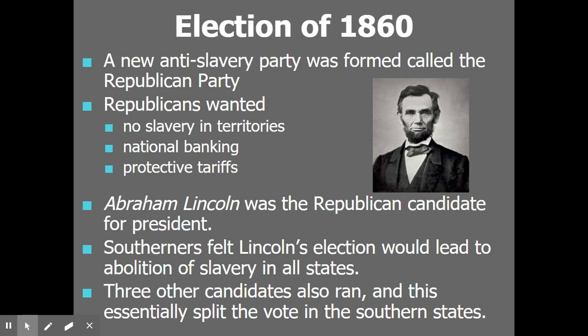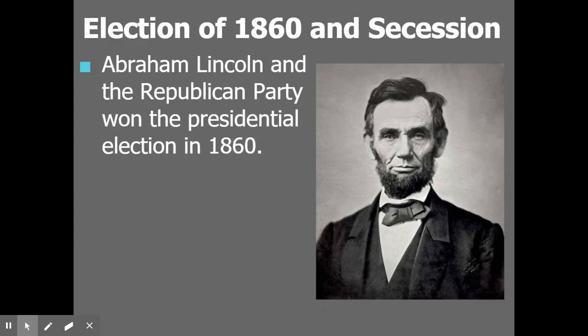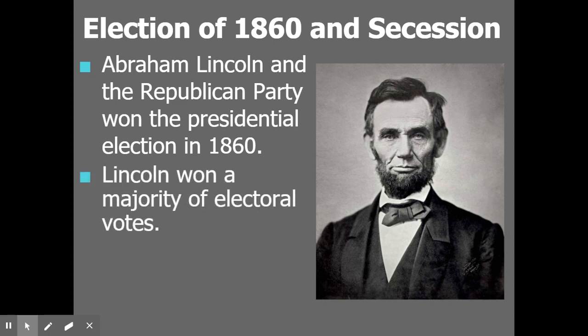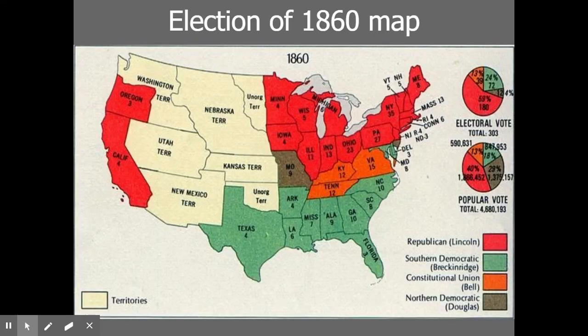That essentially splits the votes in the southern states. Instead of them all voting for one guy, their vote gets split between three different people, and most of the North votes for Abraham Lincoln. So Abraham Lincoln wins. He wins with the majority of the electoral votes, and not a single Southern state supported Abraham Lincoln in the 1860 election. Not a single Southern state voted for Abraham Lincoln.